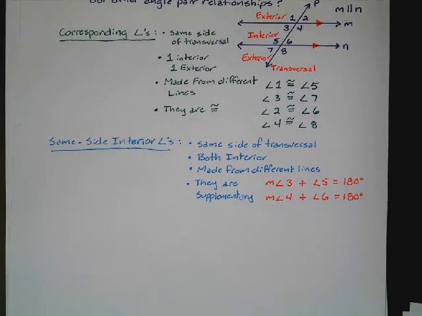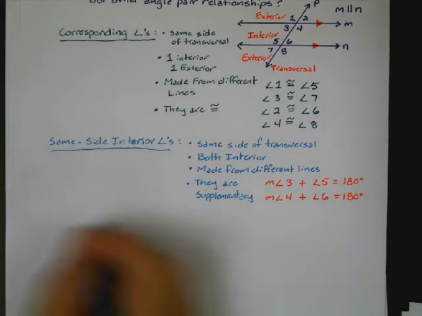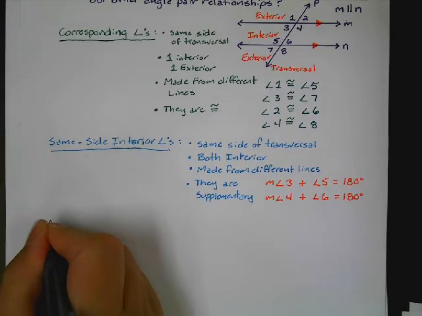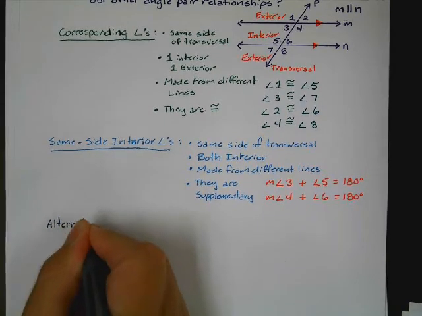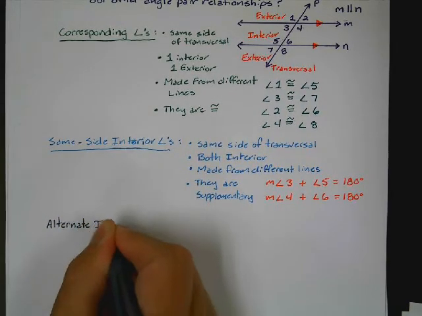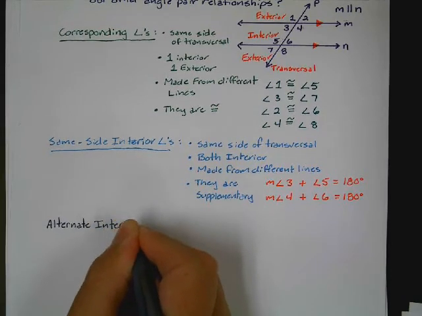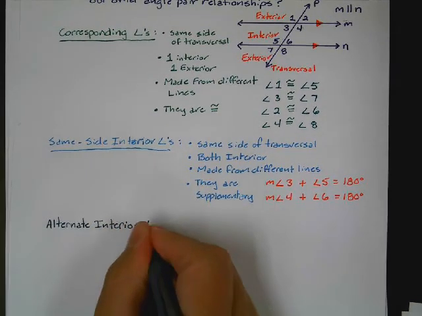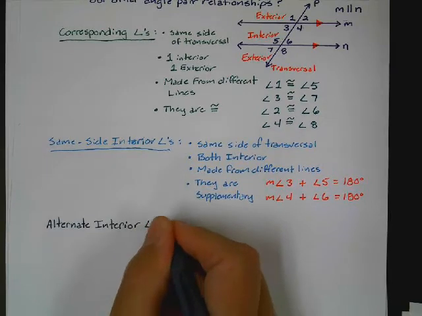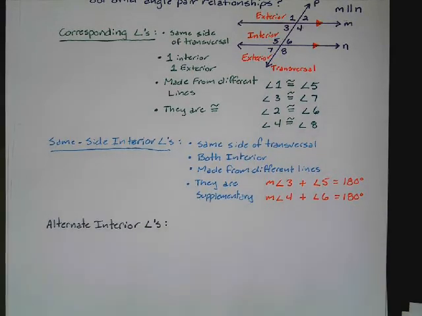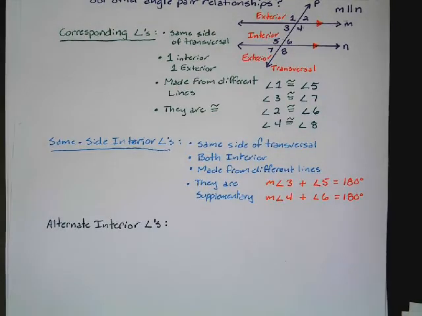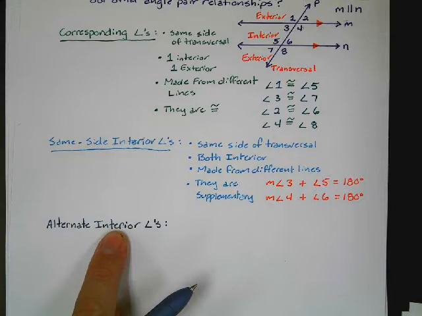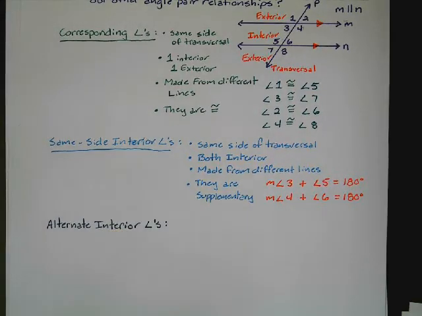Let's do alternate interior angles. New color. Let's do this one. I like this. Alternate interior angles. Okay, the name says it all. Alternate means different sides of the transversal. Interior means they have to both be interior angles. And of course, they'll be made from different lines.